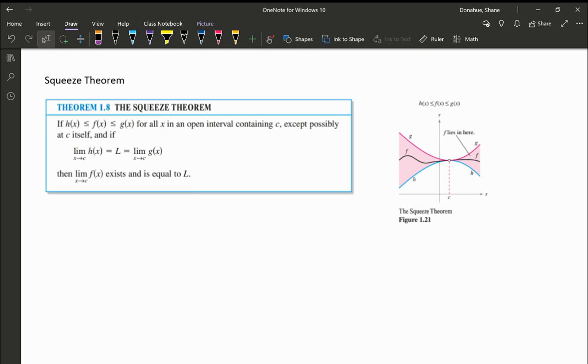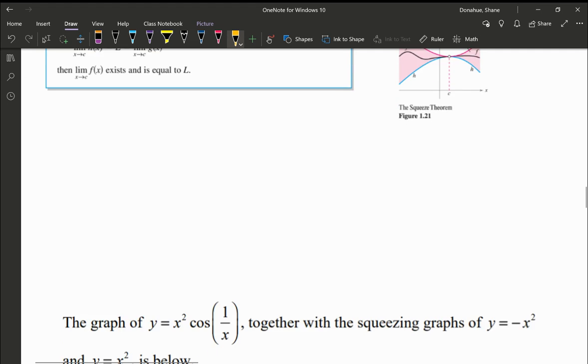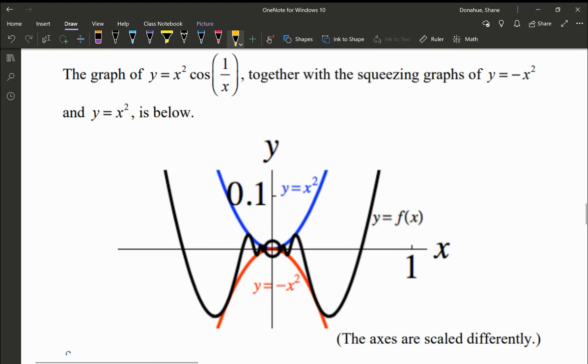Then we've got the squeeze theorem, which I don't want you to write down. But basically, if we have a function f that's a hot mess, we can make up an equation g that's above that function and h that comes up from below, and find the limits of those two guys, and that'll give us the limit for f. So let's look at an example.